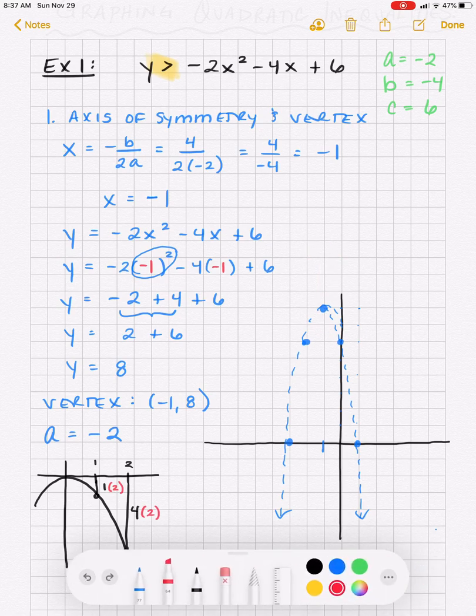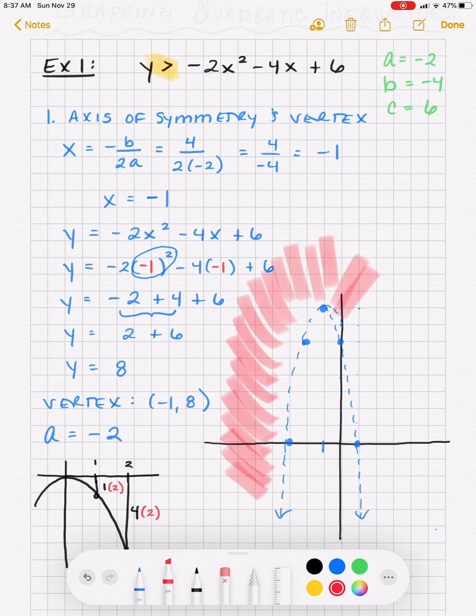So let me do that again. If this said y is greater than, then we would shade above the vertex. If it said y is less than, we would shade below the vertex. That's how I think about this: shading above the vertex or below the vertex based on the inequality. And since this says y is greater than, we're going to shade above the vertex, which means not only are we shading above the vertex, but we continue to shade everything around the vertex.